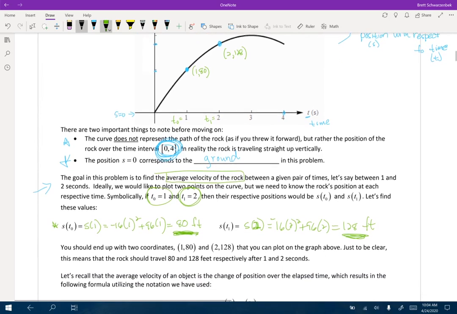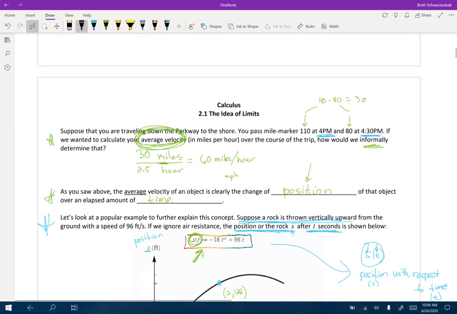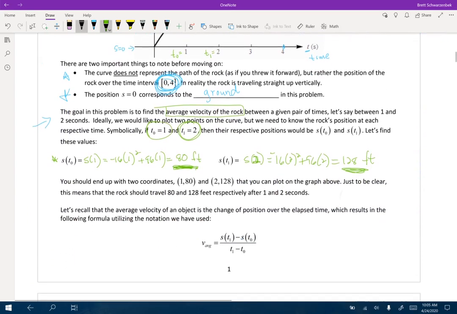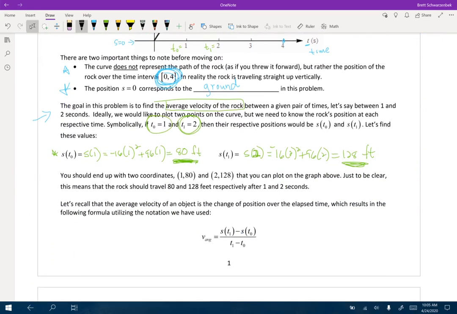If you recall, our informal determination of average velocity was the change of position over the change of time. Well, how can we actually represent that in a formula? First of all, we represent average velocity using the variable v sub avg. Sometimes it's just v sub a, but I like avg a little bit better. It's more specific.